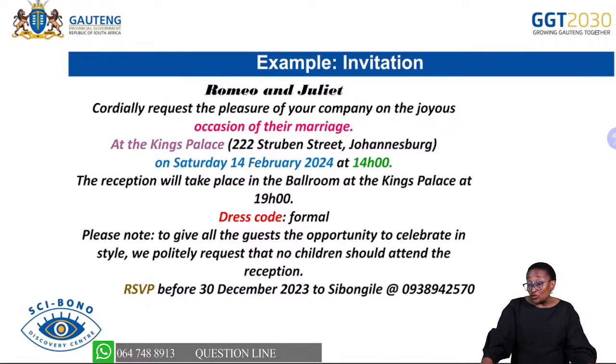Additional information is also included there. Remember, we said that any other important information can be included in your invite. And in this case, we have information regarding the ballroom. It says the reception will take place in the ballroom at the King's Palace at 19 hours. And for the reception, the dress code is formal. There's also additional information there. Please note, to give all the guests the opportunity to celebrate in style, we politely request that no children should attend the reception.